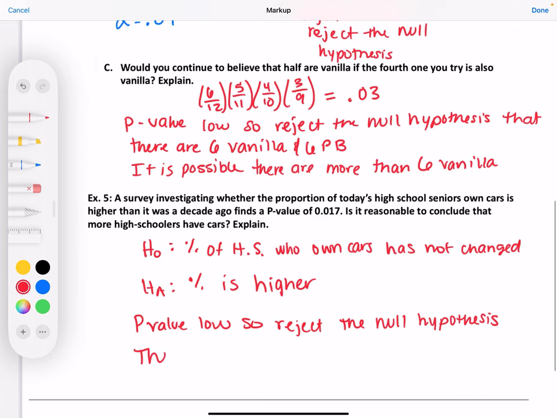Meaning that there is enough evidence to conclude the percentage has risen.